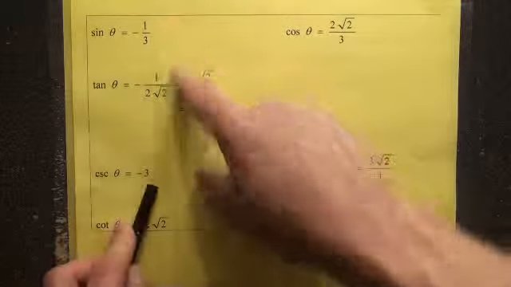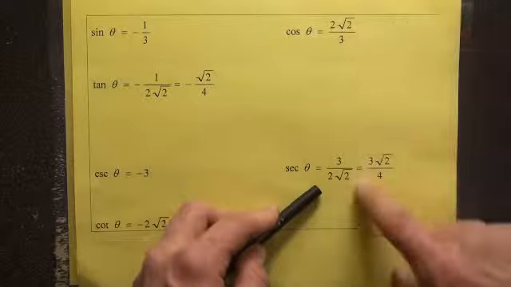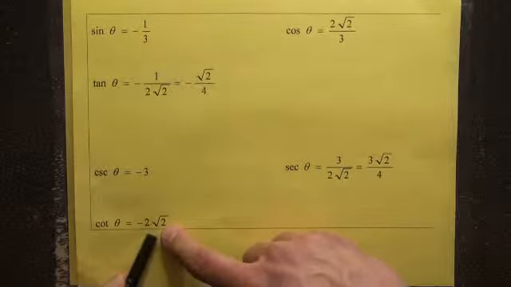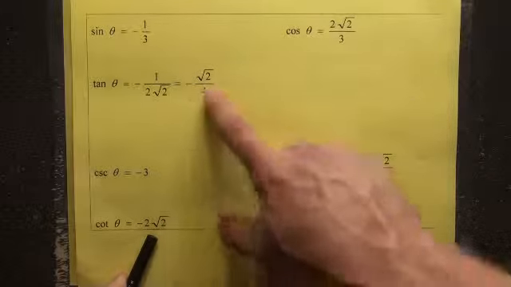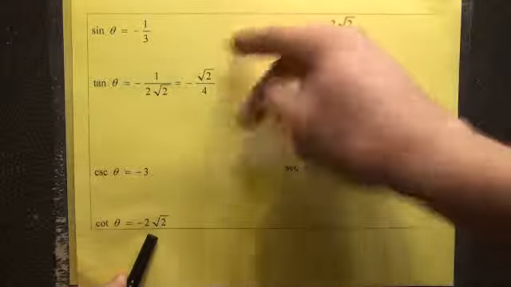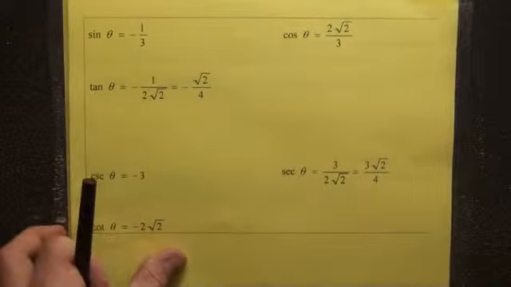Cosecant's the inverse of sine. Okay, secant's the inverse of cosine, so we're going to flip this guy over. That'll give us 3 over 2 root 2. Rationalize the denominator, 3 root 2 over 4. Cotangent is the inverse of, bam, tangent. So you go back to this one. You don't go back here and flip this over, then you'll have to rationalize the denominator. So you go here, flip that one over, bam, negative 2 root 2.